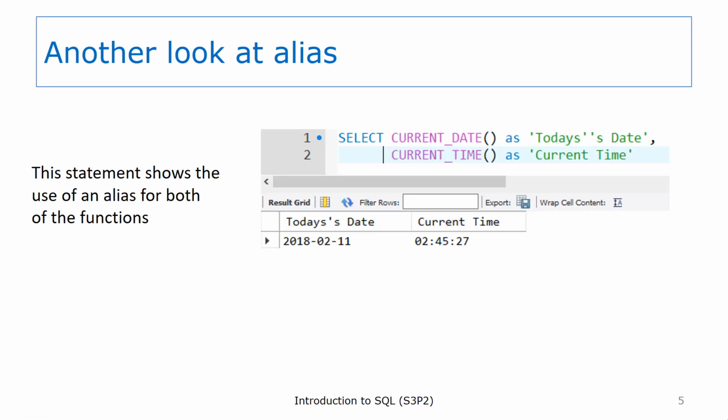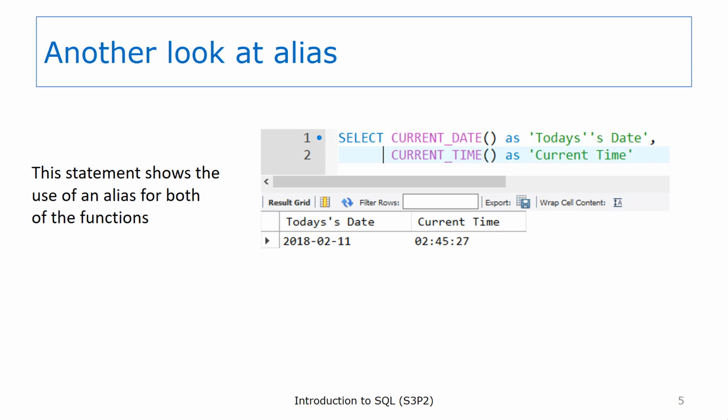To wrap up, we'll look at another simple example. The select shown here is similar to what you saw in the previous video. In this example, the select invokes two functions, current date and current time. Those are not column names in a table. In fact, there is no from statement in this select, so there is no table. You can see that we are using an alias for both of the columns. There are two as keywords in the statement, so there is an alias for each function. You can see the column headings in the result grid followed by the values retrieved from the functions.